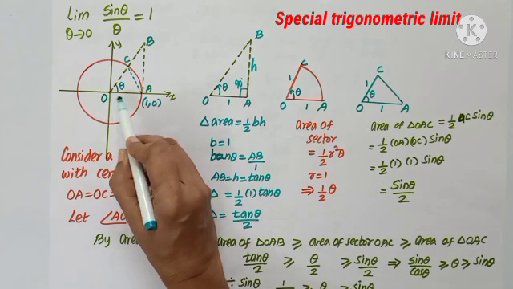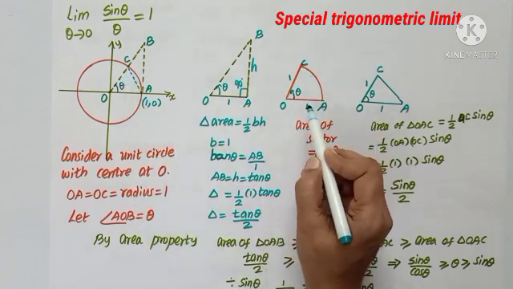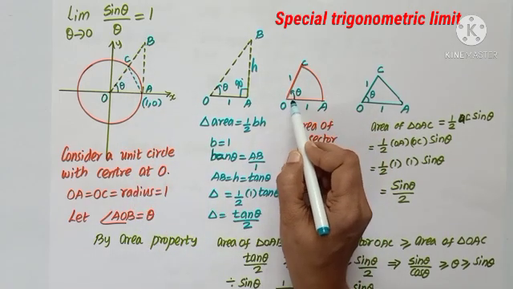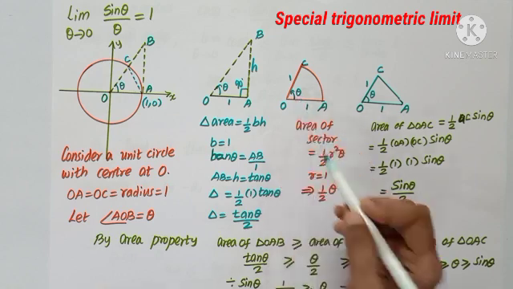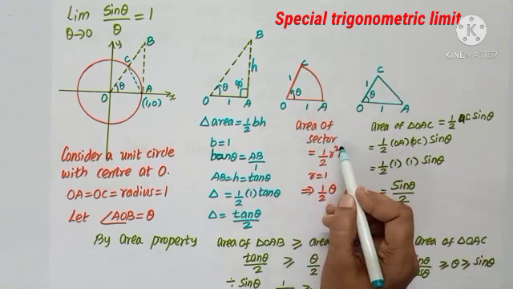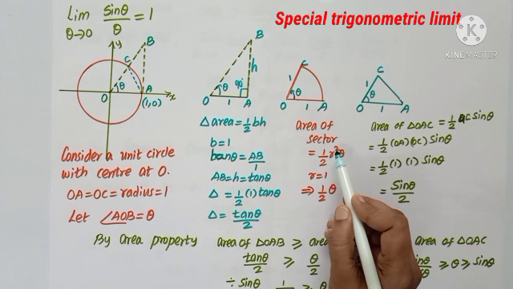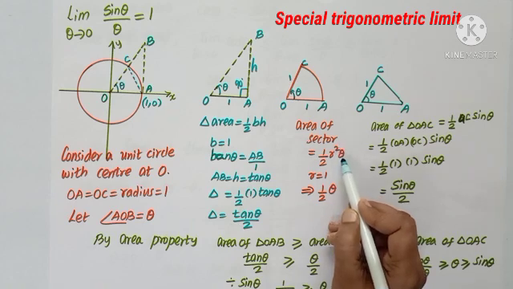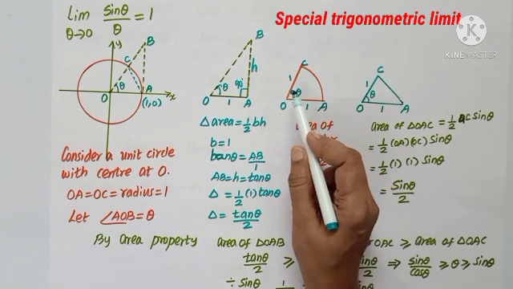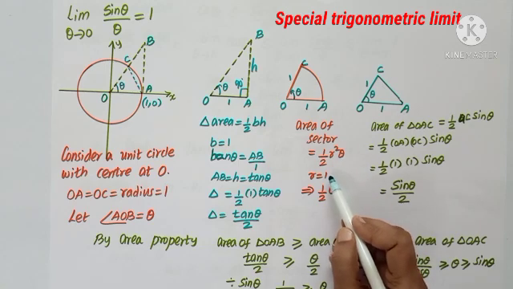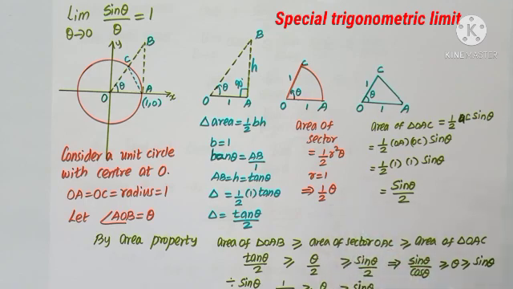Consider the sector OAC. The radius being 1 and the angle included is theta. What is the area of a sector? It is half radius square into angle between. The radius being 1, 1 square is 1. So half into 1 into theta is simply half theta.